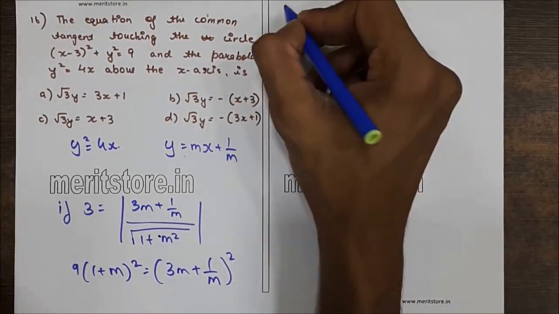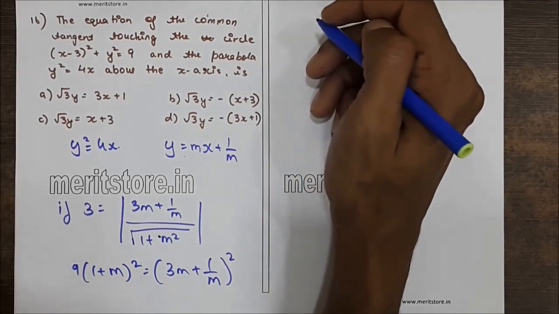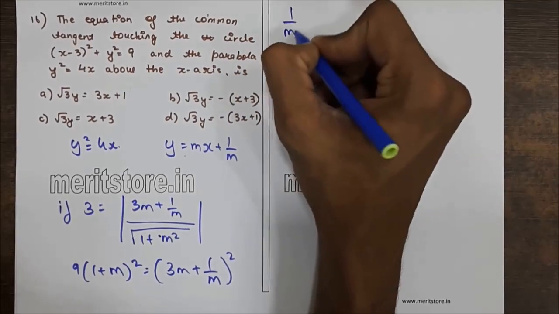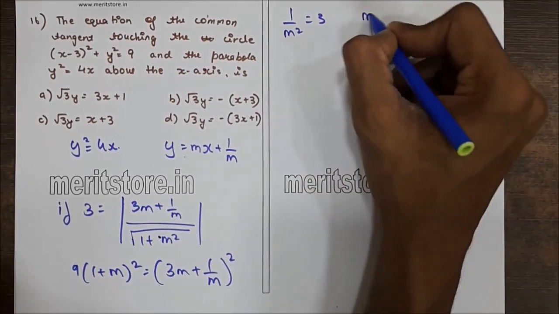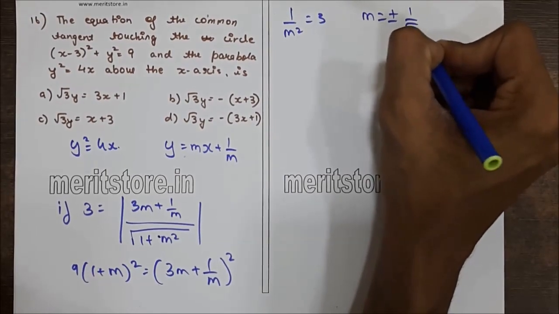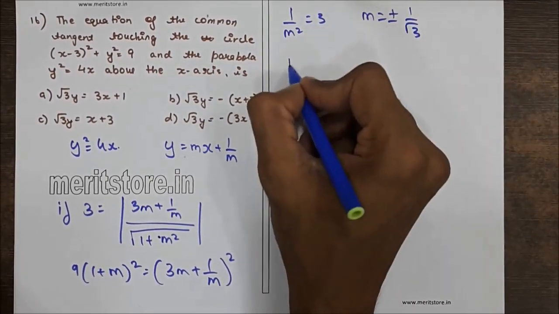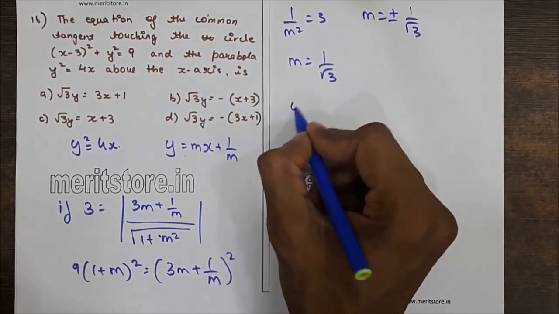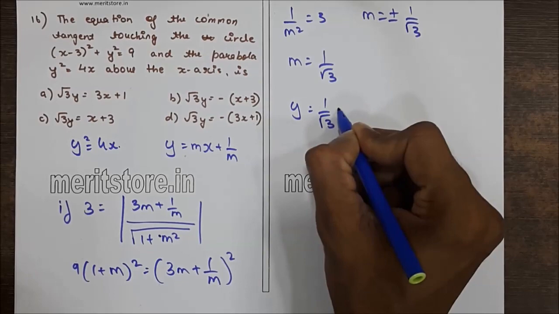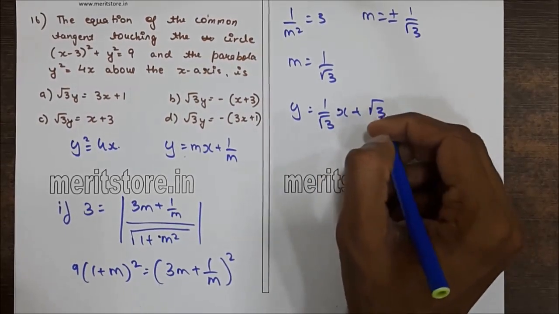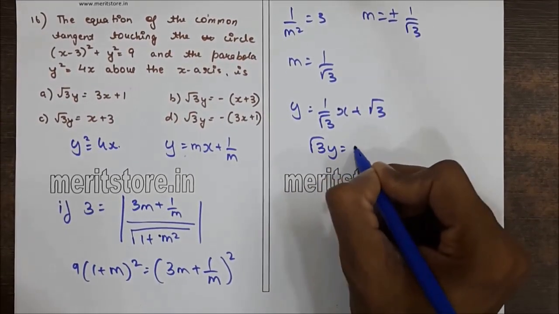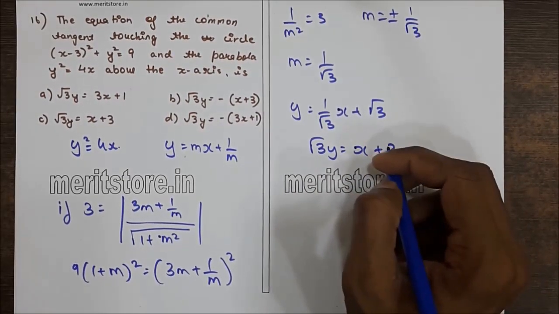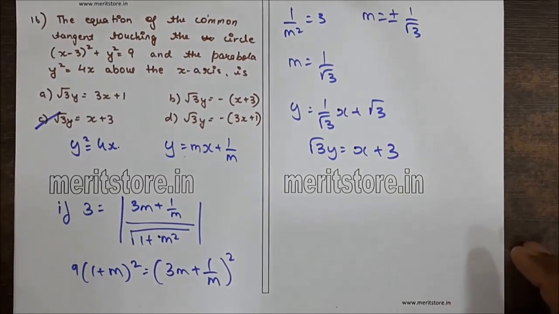Now for the common tangent to be above the axis, we have 1 by m square equal to 3, where we get m is equal to plus minus root 3. So we get m is equal to 1 by root 3, which we take as the positive answer. So the common tangent is given as y is equal to 1 by root 3 x plus root 3. Further, we get root 3 y equal to x plus 3, which is our option C. Therefore, option C is the correct answer.